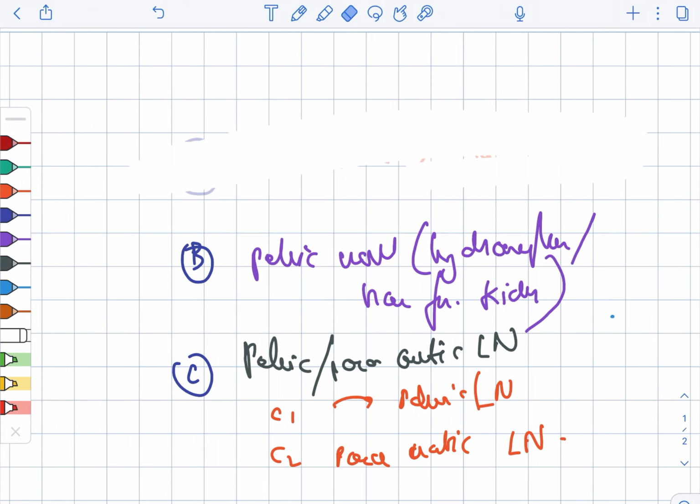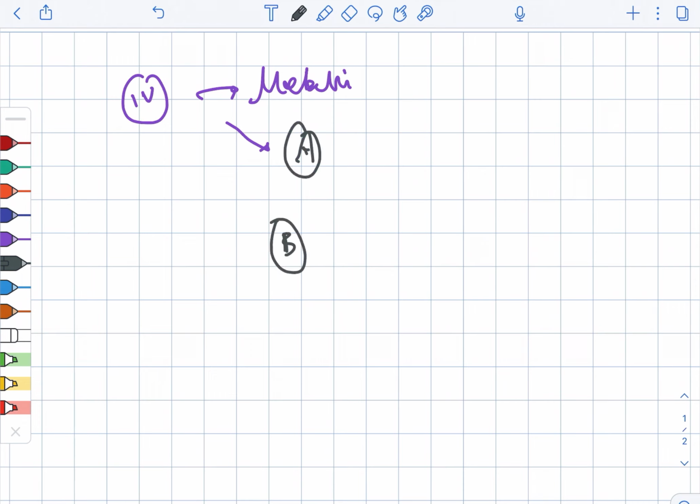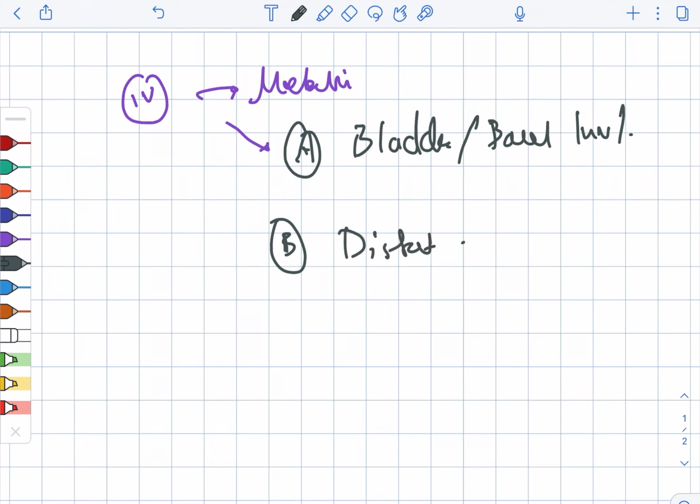Now moving on to the stage 4. The stage 4 is nothing but the metastasis, and this includes type A and type B. Type A is nothing but the bladder and the bowel. Bowel is involved, and B is nothing but the distant metastasis. So here when the bladder and the bowel is involved, also the pelvic organs which are adjacent to it can be involved.